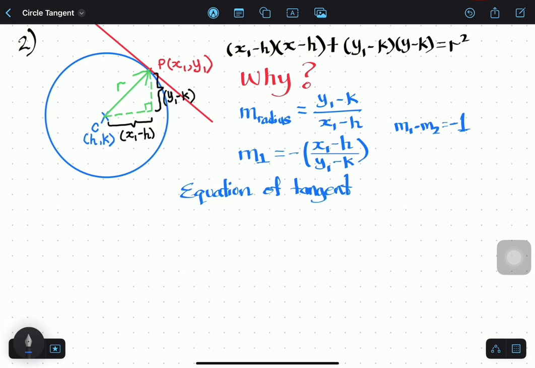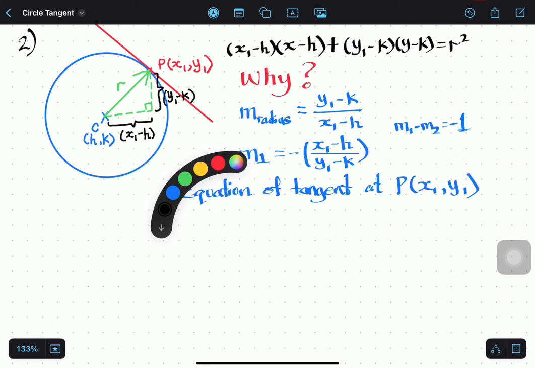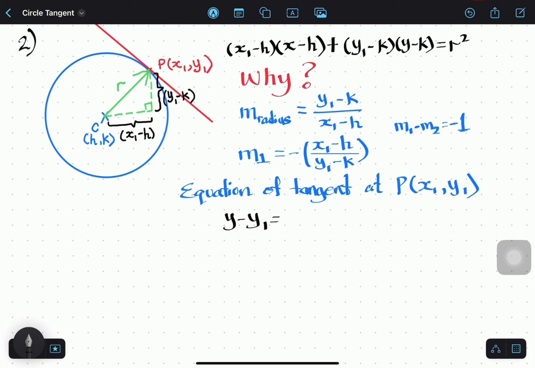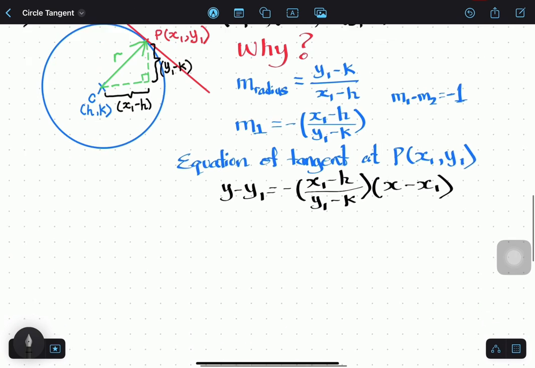So the equation of the tangent to the circle at point P, given to be x1, y1. How am I going to prove that it is the same? It's even easier with this method. If I apply the formula y minus y1 equals the gradient, in this case -1 over m, times x minus x1, it is actually a gradient equation.